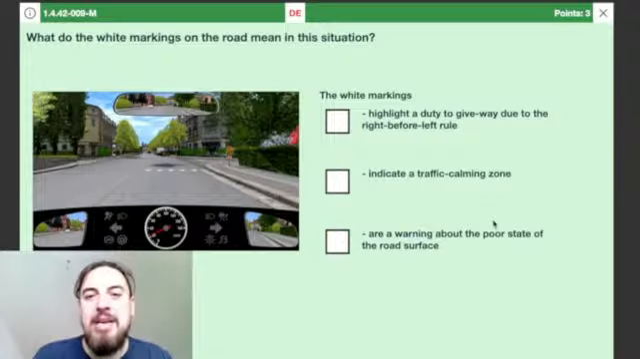The white markings highlight a duty to give way due to the right before left rule, indicate a traffic calming zone, are a warning about the poor state of the road surface. The only thing which is correct is they are giving you a sign that right before left applies. So it's the first one.